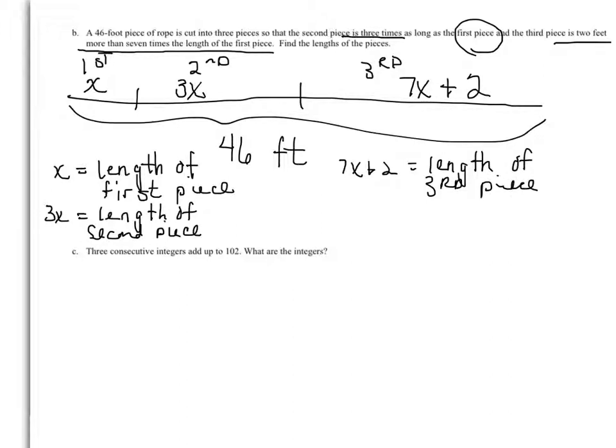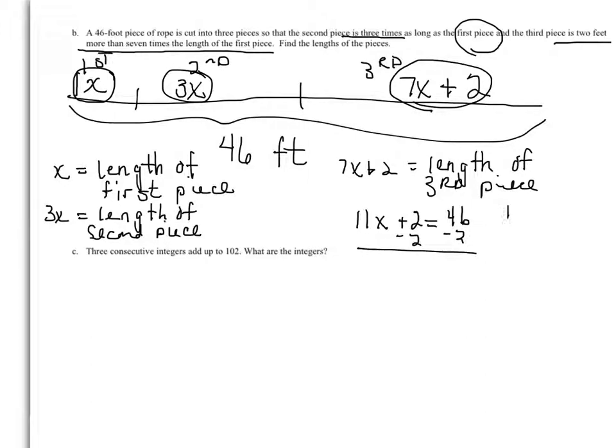Okay, so now let's take a look at the next thing. We need to figure out the equation. Well, if I add all of these things up, I'm going to get it equal to 46 feet. So here's my equation. I'm going to add these up by combining like terms right here and now before I even put them into the equation. So I have 1x and 3x is 4x, and 7x is 11x plus 2. So when I solve this, I'm going to subtract 2 from both sides. So I get 11x equals 44, and x is equal to 4 feet.